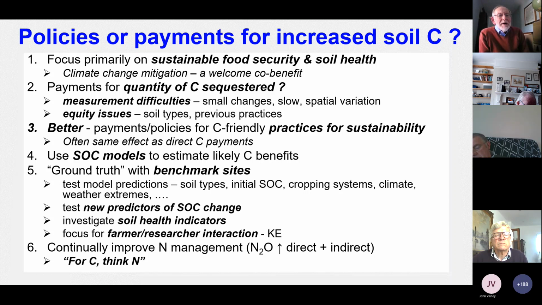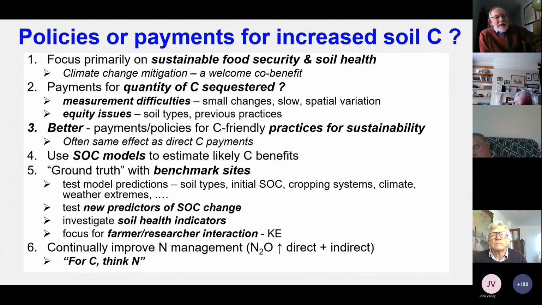Personally, I would prefer to see payments or policies to encourage what we might call carbon-friendly practices, but with the goal of sustainability. Now, often that will actually go hand in hand with slowing climate change. So paying for carbon, if paying for carbon is the only show in town, as some of the companies I've talked to say, well, okay, maybe that's useful to pay in that way because it's encouraging practices that are good for sustainability. You could debate that one round and round. Certainly, I think the use of models rather than basing everything on measurements that are difficult is sensible. But if we're using models, I would like to see these ground truthed more at the benchmark sites. Up to now, we've developed and tested these models at experimental sites.